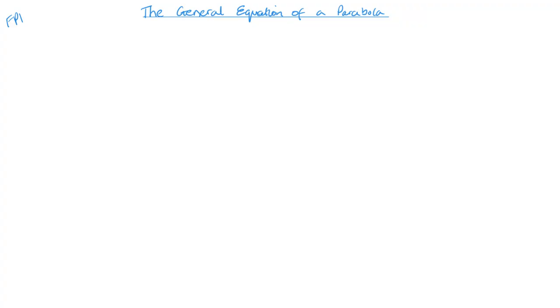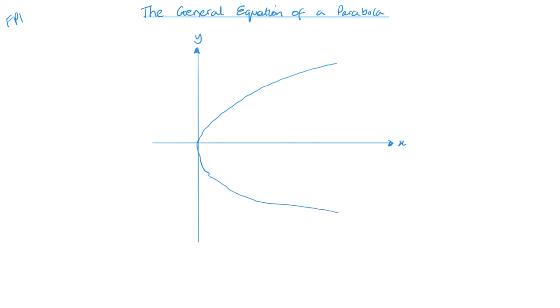Welcome to this video on the general equation of a parabola. Now, what does a parabola look like? Well, it looks something like this, where this has parametric equations x equals at squared, and y equals 2at. So I'll just pop those down now.